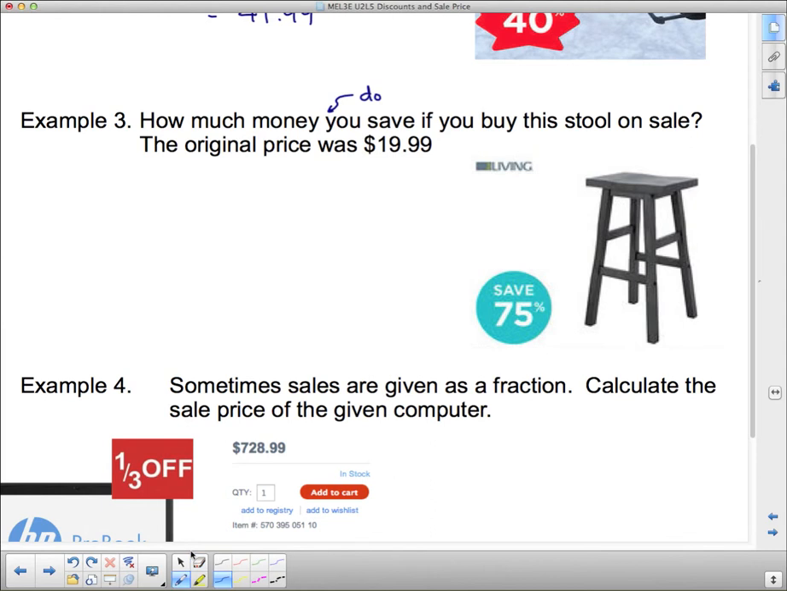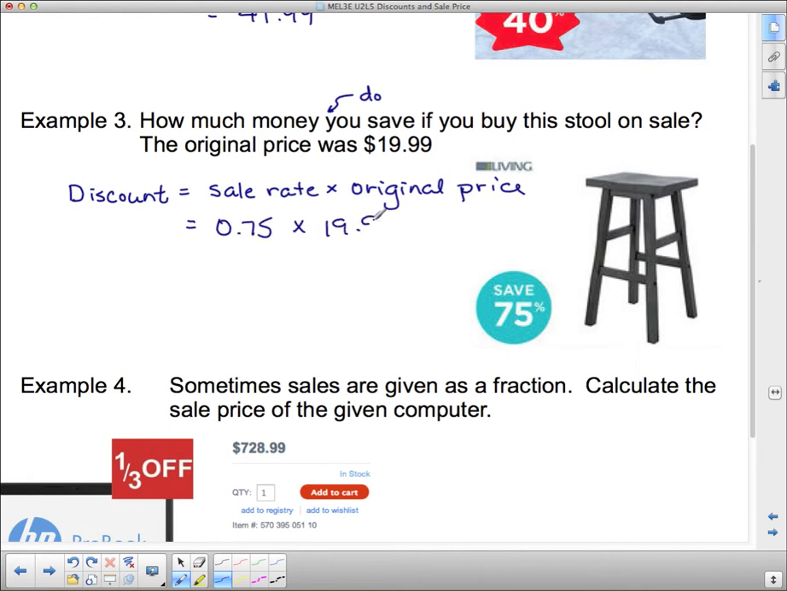So how much do you save? Here we want to know what the discount is. We don't want to know what the sale price is. We want to know how much we save. So we need the discount. To find the discount, we take the sale rate as a decimal, of course, and times by the original price. So the original price was $19.99, and the sale rate is 75% times $19.99.